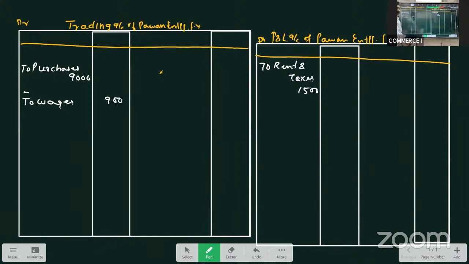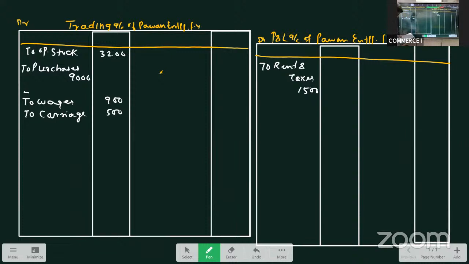Then we have carriage. Simply carriage is given, which means it is carriage inward. The carriage can be either on purchase or on sale. If it is carriage inward, it is on purchase and taken to the trading account. If it is carriage outward, it is on sale and taken to the P&L account. But if only carriage is given, then it is carriage on purchases. We'll take it to the trading account. So, to carriage, the amount is 500. Then opening stock, trading debit side, first item, to opening stock, 3,200.